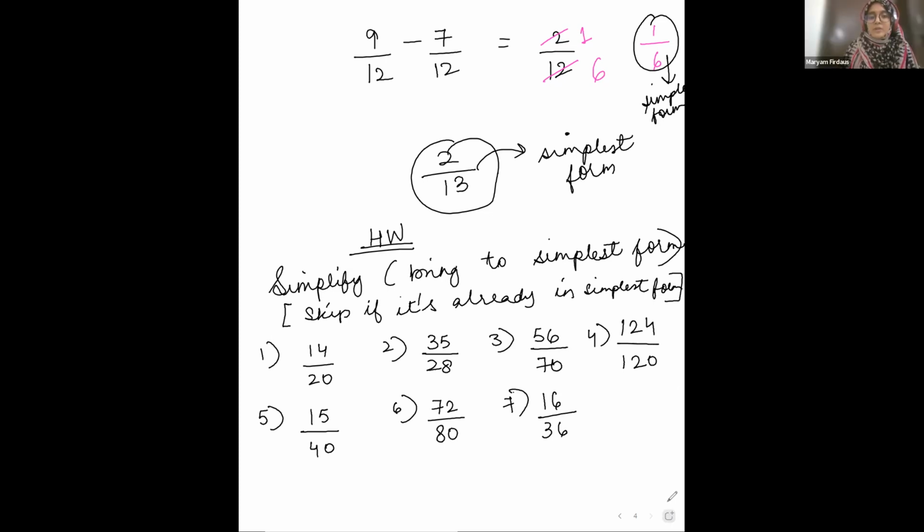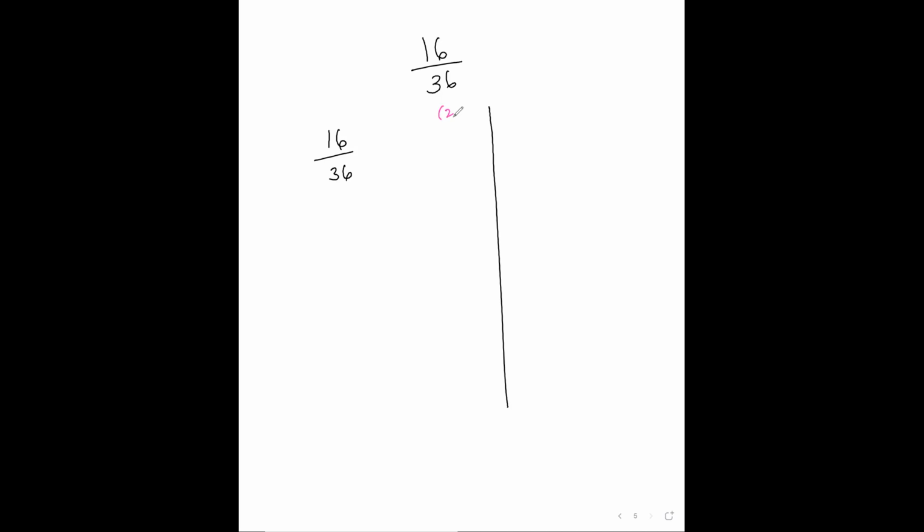See what will happen. Let me just show it to you on another page, 16 by 36. I am using 2 ways. One way I will go step by step. The other way I will go a little faster. So 16 by 36. 2 is common, right? So I have 2 in my mind. I'm just writing it over here for your understanding; you don't have to write it in your notebook. So 2 eights are 16, 2 eighteens are 36.